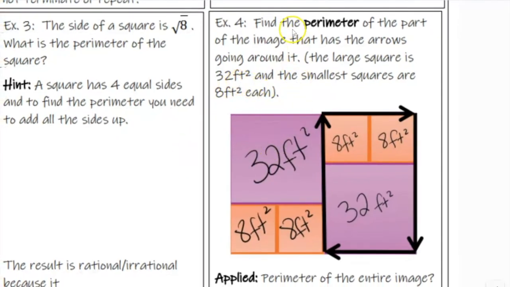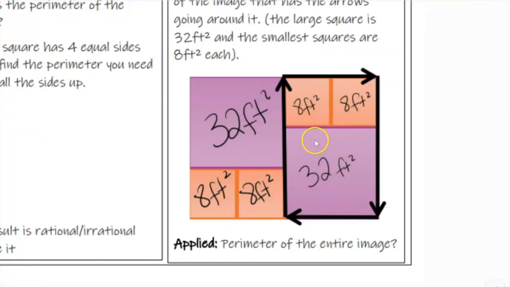This question says, find the perimeter of the part of the image that has the arrows going around it. That's this side right here, okay? The large square is 32 feet squared, so this one's 32 feet squared. The smaller squares are 8 feet squared each. What is the perimeter? So in this case, I need to find what these sides are. So again, just think about it, because this is what maybe a test question would look like.